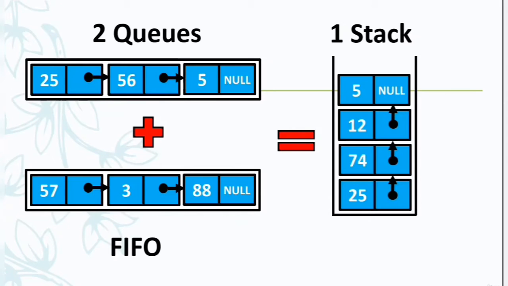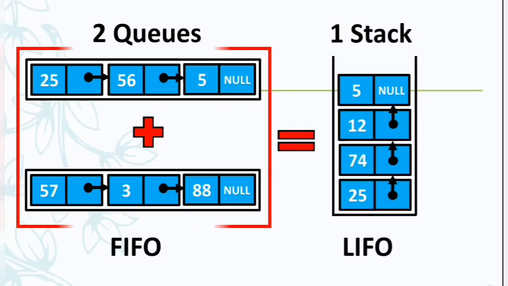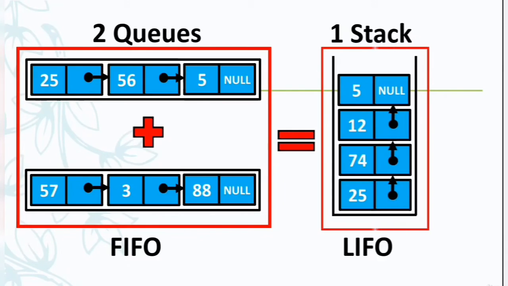We all know that queues work on the principle of first in first out, that is the FIFO principle. That is, the element which we have enqueued first will come out first, whereas a stack works on the principle of LIFO, that is last in first out. So the element which we have pushed last will come out first from the stack. So by using these two queues, we have to make one stack. In this program today, we are going to see how we can use two queues to make one stack.